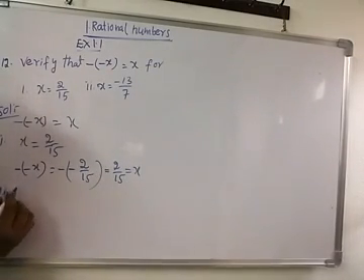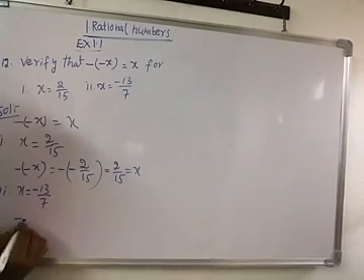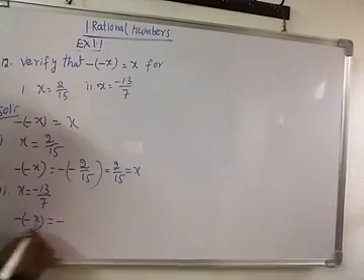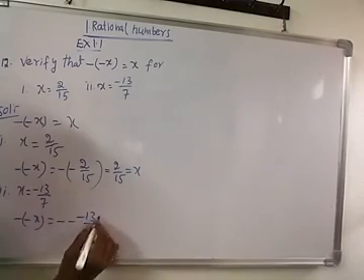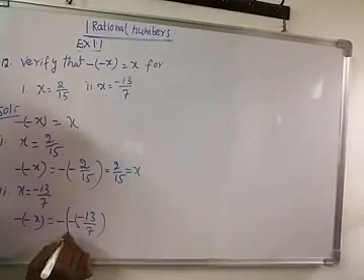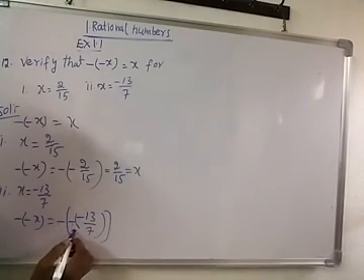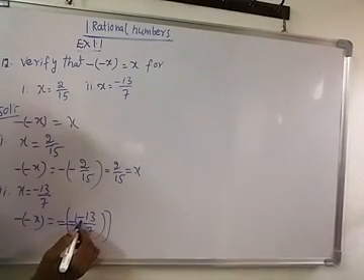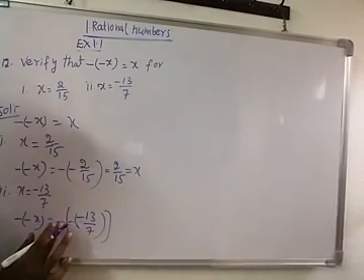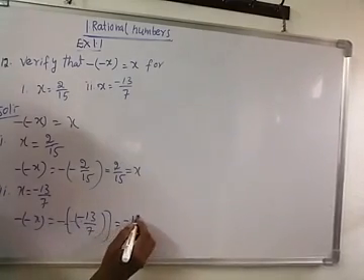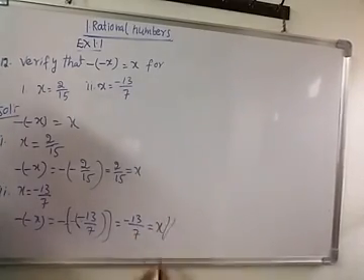Next, the second one, if x is equal to minus 13 by 7, then minus of minus x is minus of 13 by 7. Here minus into minus is plus, and plus into minus is minus. So that is minus 13 by 7, which is equal to minus 13 by 7. Is this equal to x? Yes, that is equal to x.